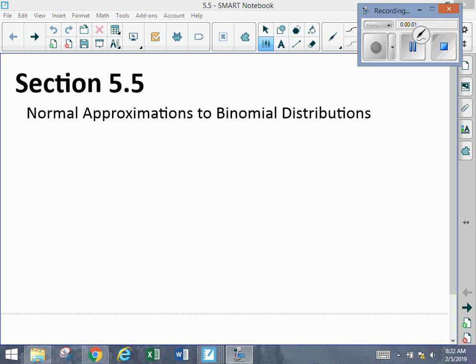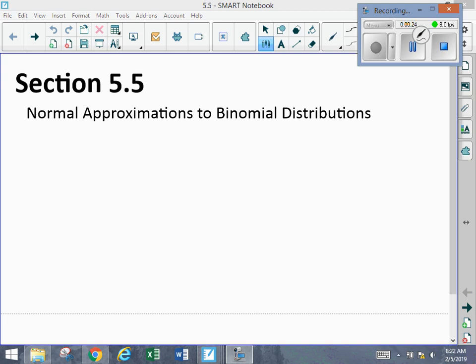5.5, we're going to finish chapter 5 now. All the new stuff that we're going to learn. We're going to be able to take a binomial distribution and do all of these calculations that we've been doing, these normal calculations, right, where we use a z-table, find the probability. We're going to be able to apply that to a binomial distribution.